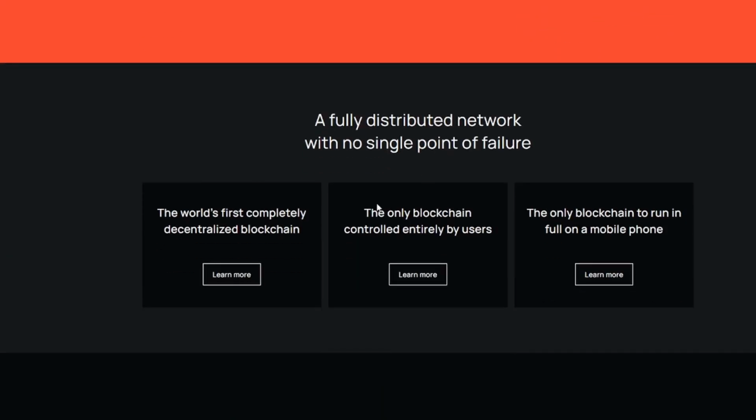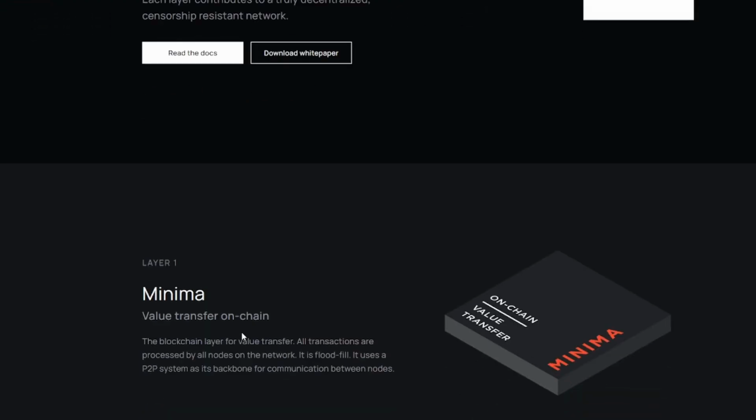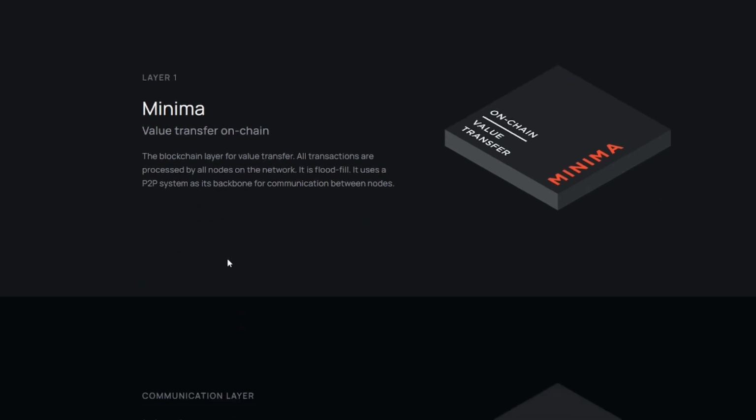So if we go down a little bit more, some of the things I want to jump into are the one protocol and the four layers. So if we go to the protocol layers and scroll down just a little bit, it'll talk about the different layers and what they do with Minima. So the project has value transfer on chain with layer one. The blockchain layer for value transfer, all transactions are processed by all nodes on the network. It is flood filled. It uses a P2P system as its backbone for communication between nodes.